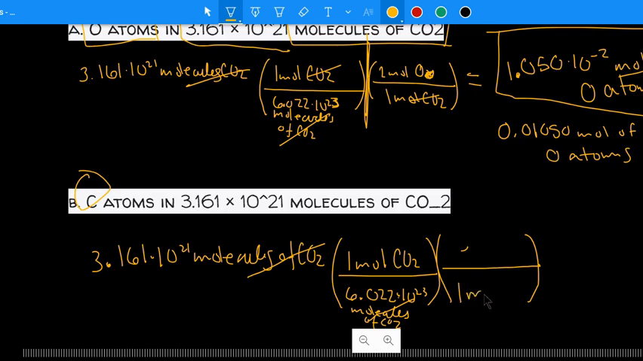So I know if I have 1 mole of carbon dioxide, I then also, because there's no subscript behind the carbon, know that I have 1 mole of carbon. This just changed my units, because now I'm in moles of carbon for my unit. So this divided by this, and I was only given 4 sig figs to work with. So it comes out to be 5.250 times 10 to the negative third moles of carbon atoms.